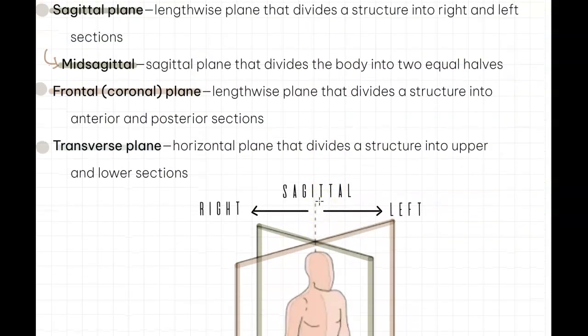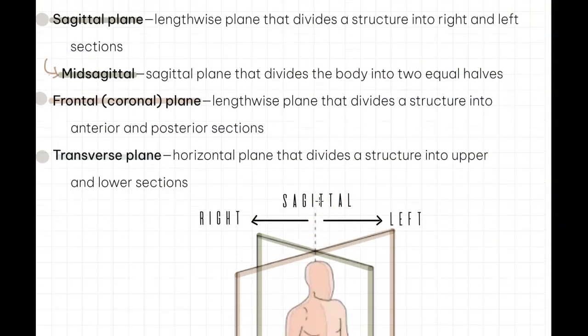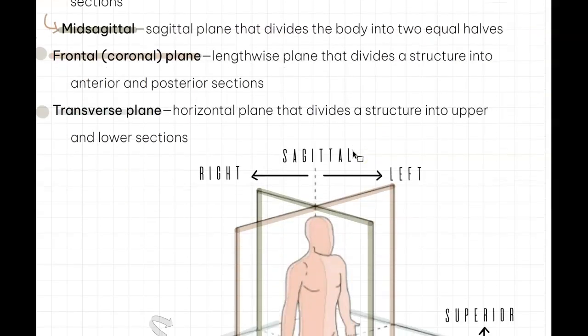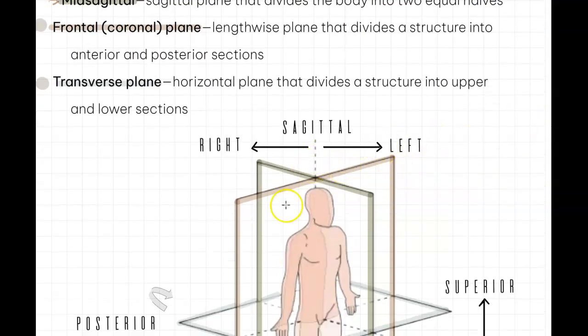But any plane that divides the body lengthwise into right and left sections is going to be a sagittal plane. You also have the frontal plane that is sometimes known as the coronal plane. It is a lengthwise plane that divides a structure into anterior and posterior sections. And so here, this pinkish structure, if you took a person and sliced them in half from the middle of their skull all the way through the front and the back, that would be a frontal or a coronal plane.